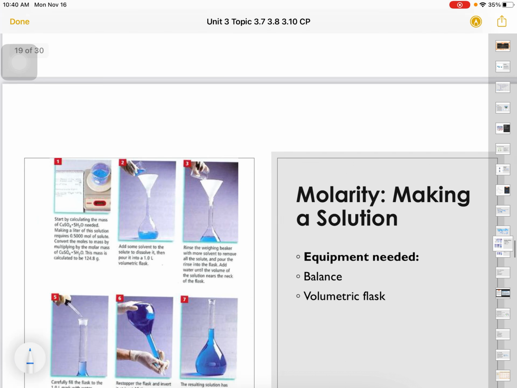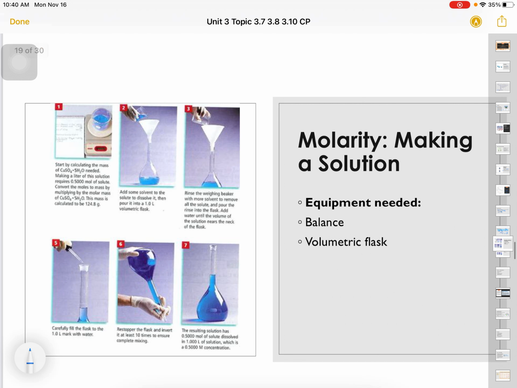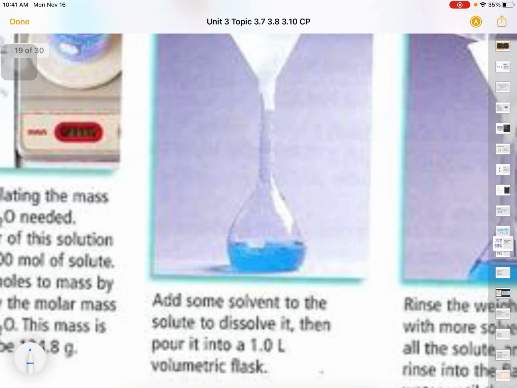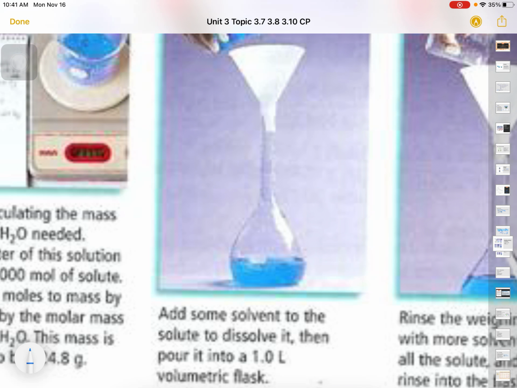You do need to know experimentally how a solution is made, and this kind of stinks that we can't do this together, but this is a procedure you need to know. If you're dealing with a solid solute, you would need an electronic balance, obviously, to weigh out the appropriate amount. And then you would also need what's called a volumetric flask. So this is a volumetric flask.